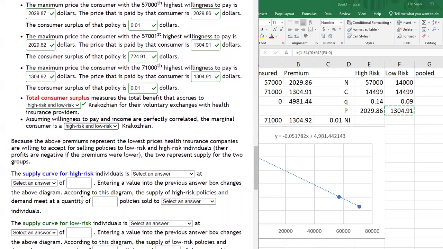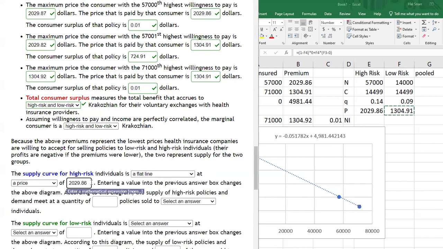Now, because the above premiums represent the lowest prices health insurance companies are willing to accept for selling policies to low-risk and high-risk individuals, their profits are negative if the premiums were lower. You can think of the two as representing the supply curve for the two different groups. So under this interpretation, the supply curve for the high-risk group of individuals is a flat line at a price of the higher premium amount.